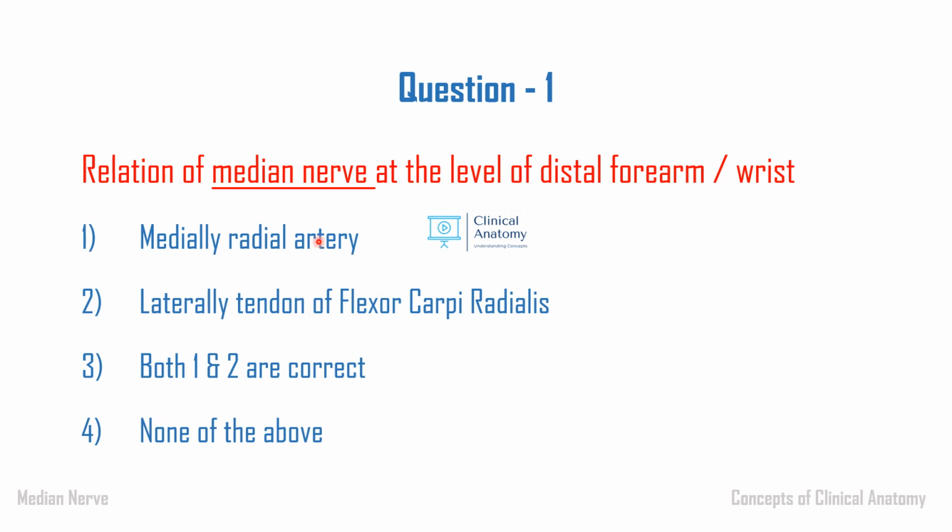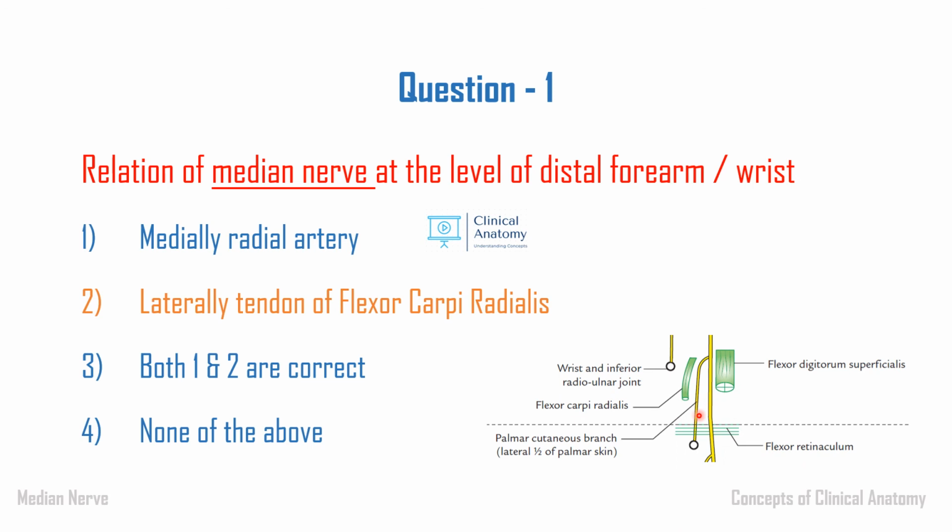Option C, both 1 and 2 are correct? No. None of the above? No. The answer is laterally, the tendon of flexor carpi radialis. Hope you remember this image. This is the median nerve. Just lateral to that, we have the flexor carpi radialis. Still more laterally, we have the radial artery.